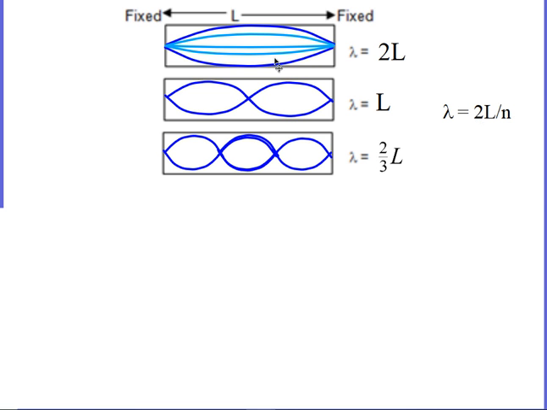But these are called harmonics, these overtones, these subsequent pictures that we get. When the Greeks first studied this, they were interested in harmony. They were interested in why certain tones sound good together.